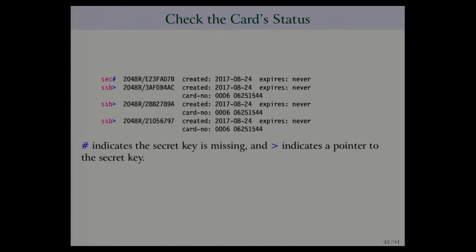So if I now look at my YubiKey, you can see they're all kind of marked. They all have card numbers on it. This is an important indicator. It says that there's a pointer here, that inside GPG we don't have the key. We have a pointer to the card slot, and that's what that's telling me. Okay.